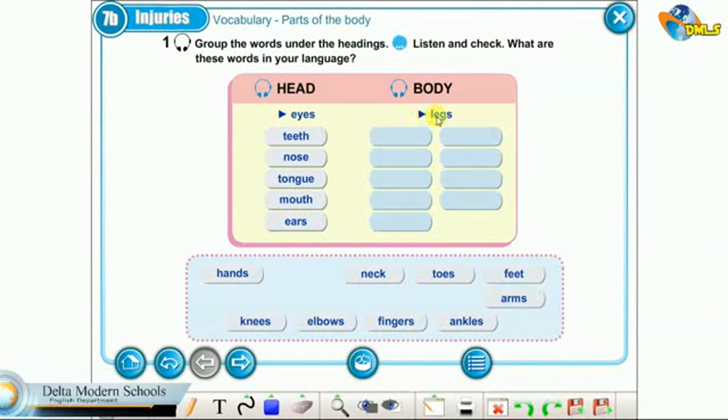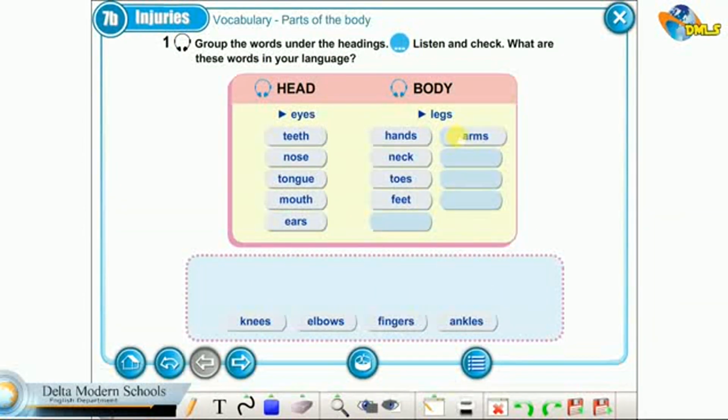For our body, yes, we have legs. Of course, you can use your hands to write down. Then all of the rest, neck, toes, feet, your arms, fingers, knees, elbow, and ankle. Yes, let's have a look again for our parts of the body related to the head and the body.